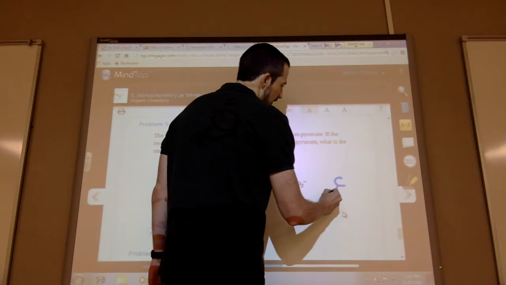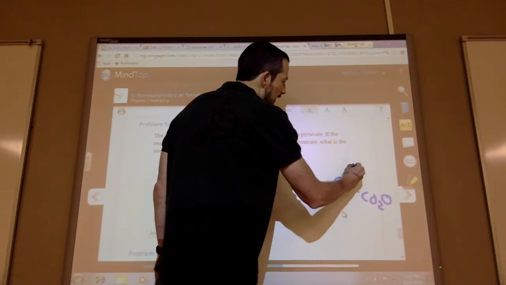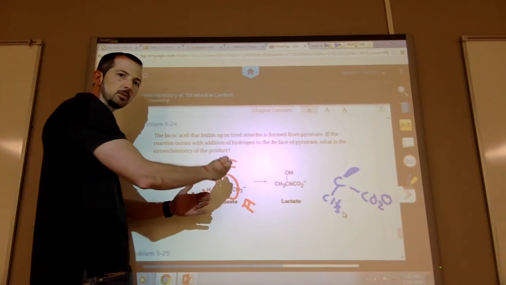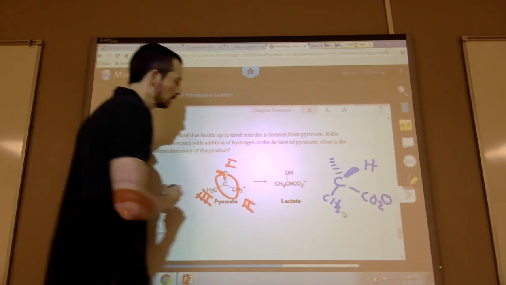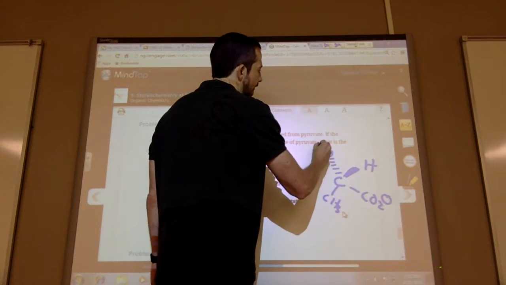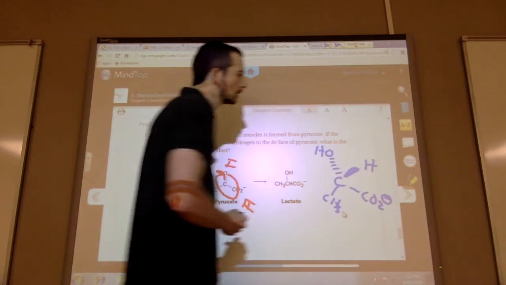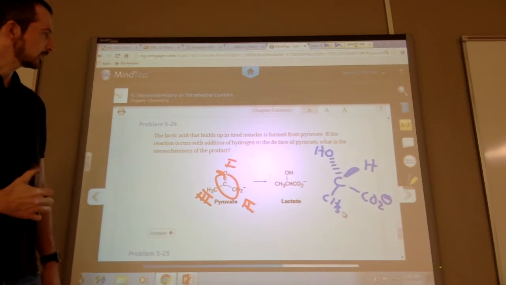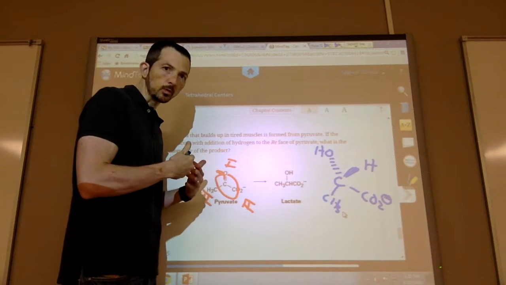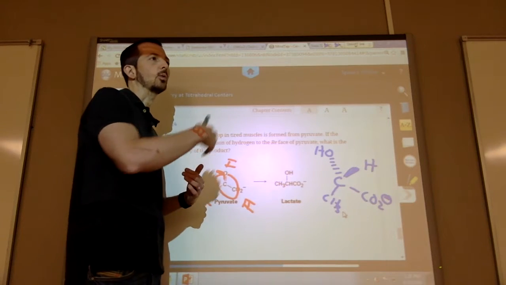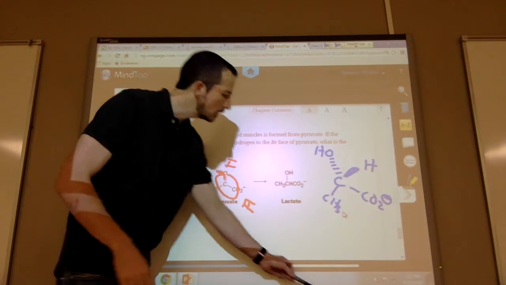So I have my CH3, my CO2 minus. The hydrogen is adding from this side, so it's going to be coming out of the plane. And then I have my OH group. Now it says, what is the stereochemistry of the product? The Re face and Si face have to do with beforehand, so it doesn't matter what product it leads to. You can have addition to the Re face that leads to an S product or an R product.